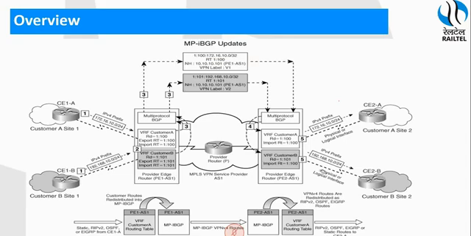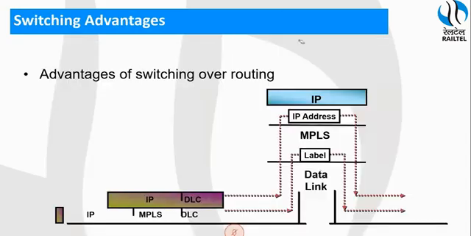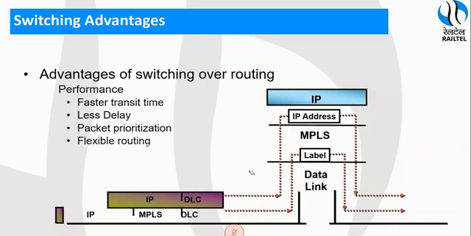Fine, then we shall move on to the next slide. It is just to say what we have started: the advantages of switching. There are some advantages of switching over routing. And what are those advantages? Those advantages are in terms of performance. Switching has a faster transit time. It has less delay, and it gives flexible routing and packet prioritization.